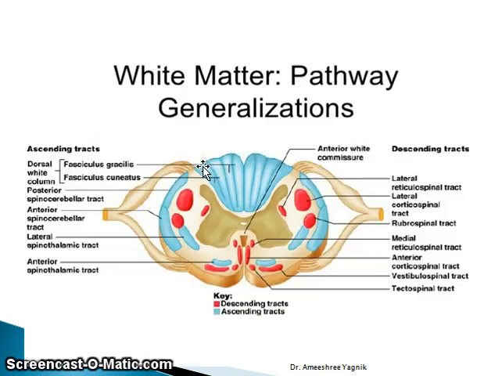Okay, fine. And the white matter is divided into various tracts. Tracts are nothing but collections of nerve fibers. They are divided into two major groups, ascending tracts and descending tracts. Ascending tracts carry sensory information from the spinal cord to the brain, and descending tracts are the motor pathways which carry information from the brain to the spinal cord or to the target organ.